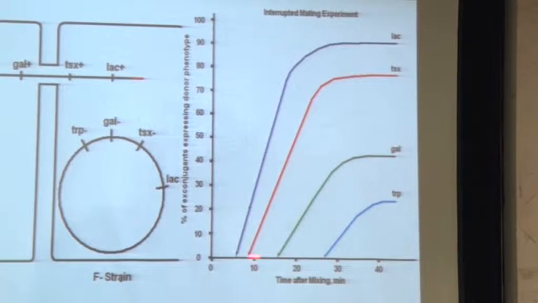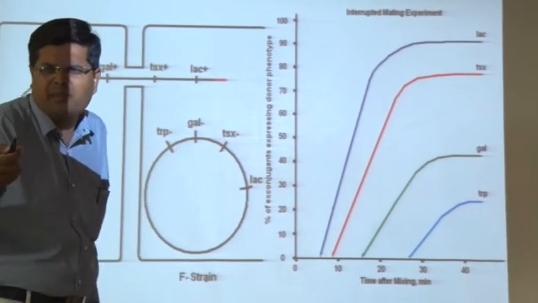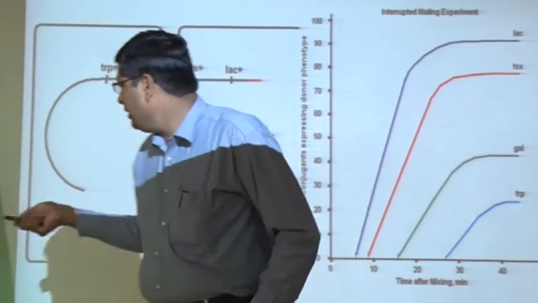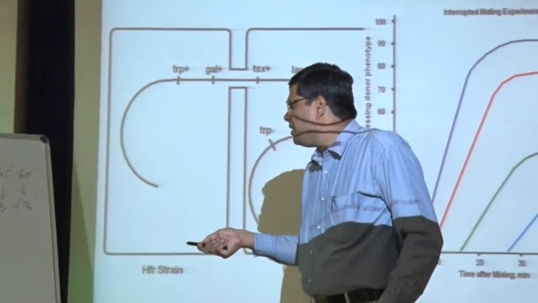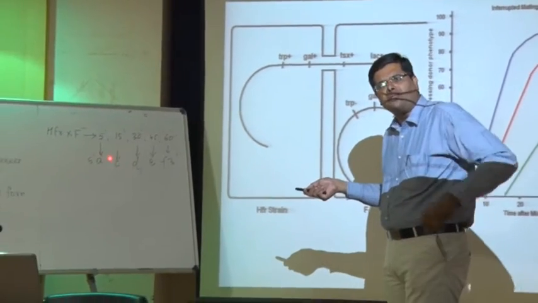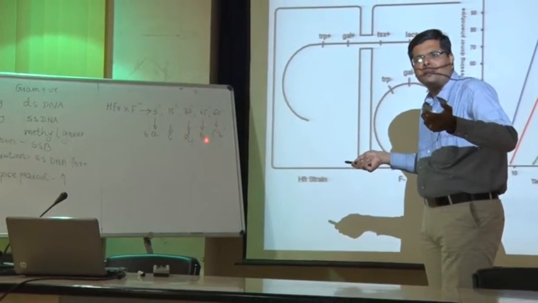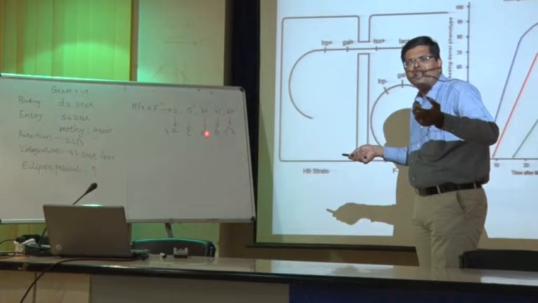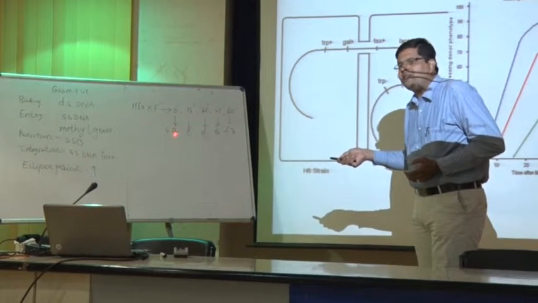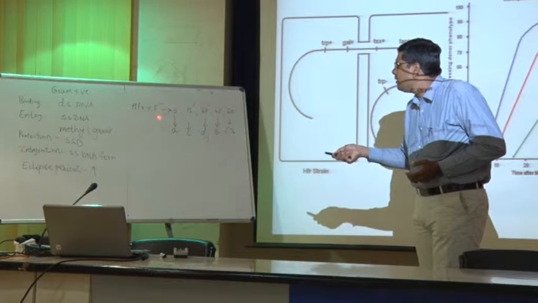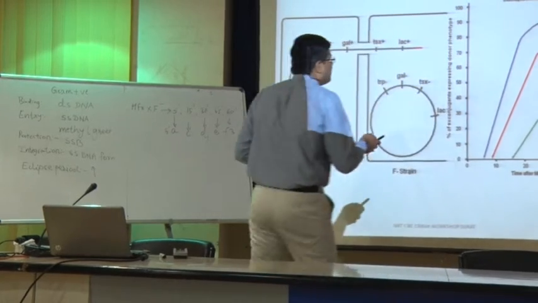तो जो मार्कर पहले एंटर हो गया है वो तो सभी conjugants में एक्सप्रेस होगा. For example, A has entered at 5 minutes. So if A is entering at 5 minutes, definitely it will enter at 15 minutes also, at 30 minutes also, at 45 minutes also, at 60 minutes also. Are you getting it? So that's why the frequency of transferring the marker A, which is nearest to the 5 prime end of the F plasmid integration, will be maximum. So that's why its frequency will be maximum.